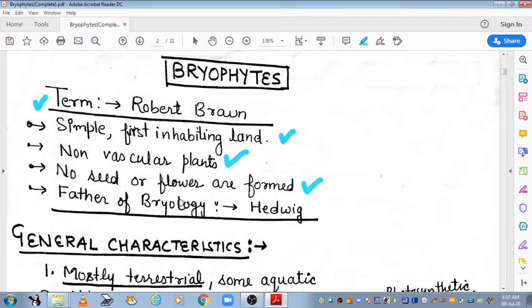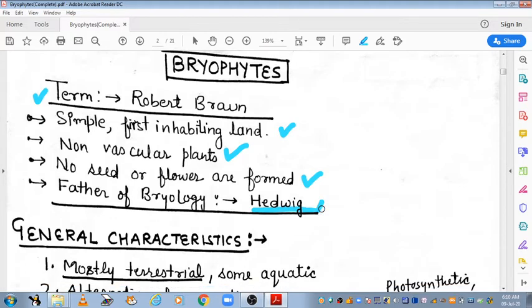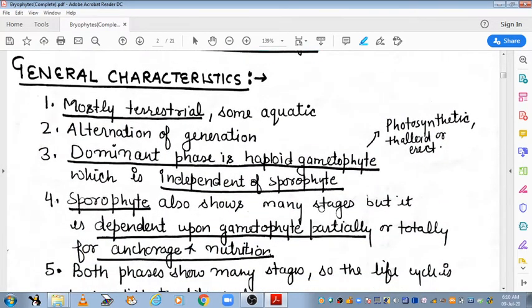Who is the father of biology? Hedwig is known to be the father of bryology, that is the study of bryophytes. Now let's move to the general characteristics of bryophytes. These are mostly terrestrial and some forms are aquatic.